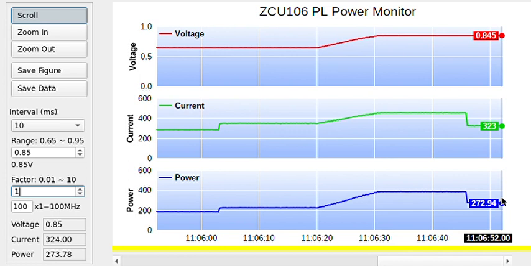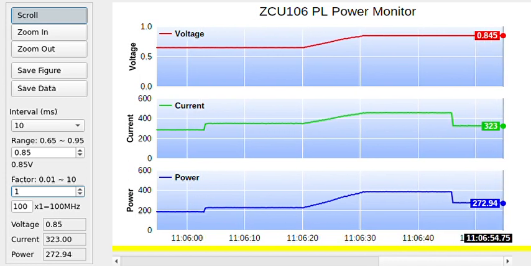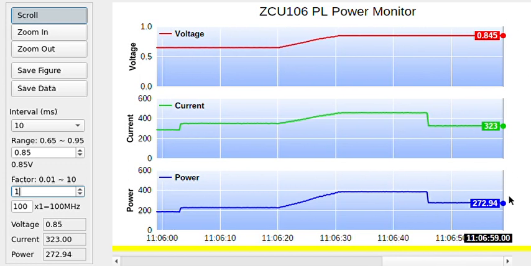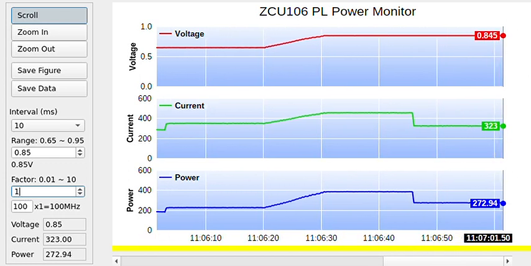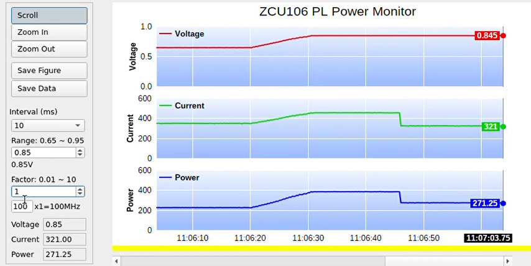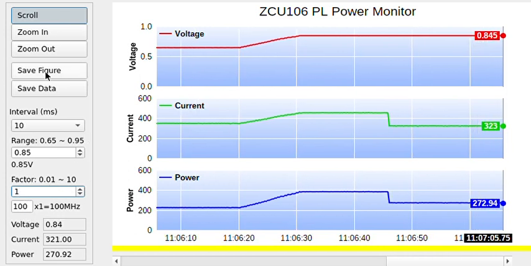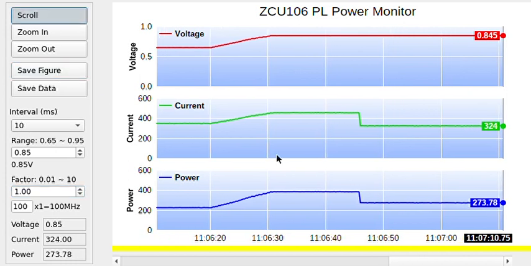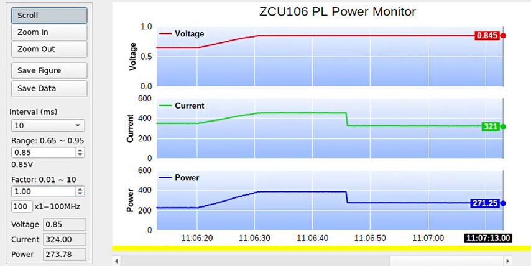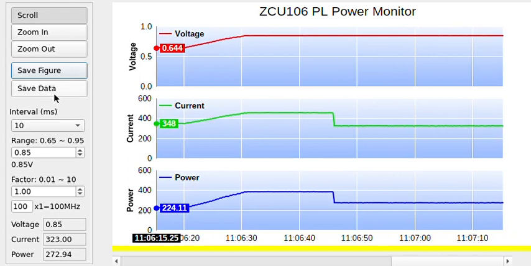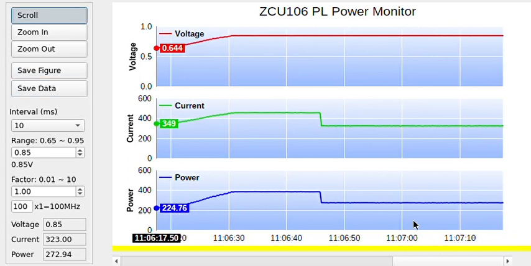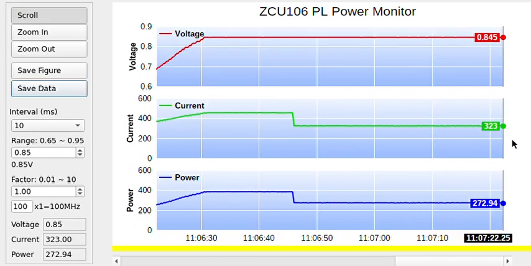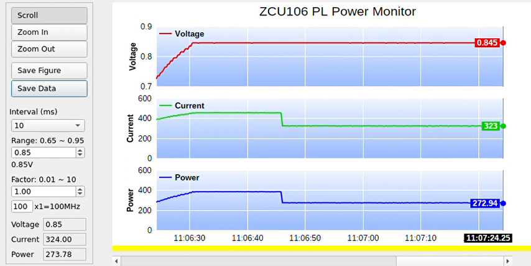By using this app, not only can we visualize the power consumption at runtime by changing the voltage and frequency, we can also save the figures by using the save figure button. So we can save the figures as well, and also we can save the data to the disk, for future analysis as well.